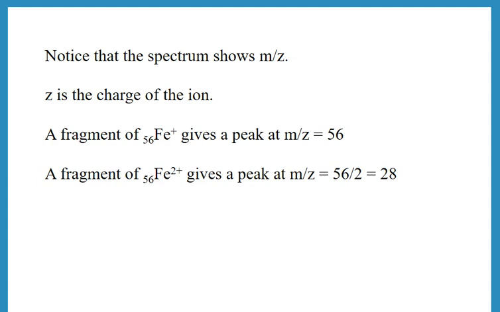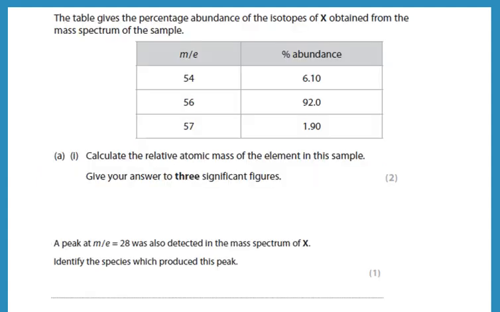Okay, so notice that the spectrum shows m over z. The z is the charge of the ion. So the m over z depends on the charge of the ion. If we're talking, for example, about iron 56, I could have a fragment that has one positive charge or two positive charges. And remember that means I could have a peak at 56 and another peak at 28.